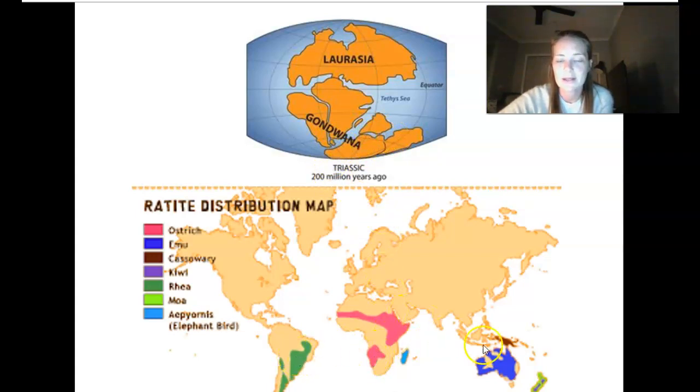So that is another piece of evidence that's often used as a piece of evidence for evolution. So that's evidence for biogeography, and it's called fossil distribution.